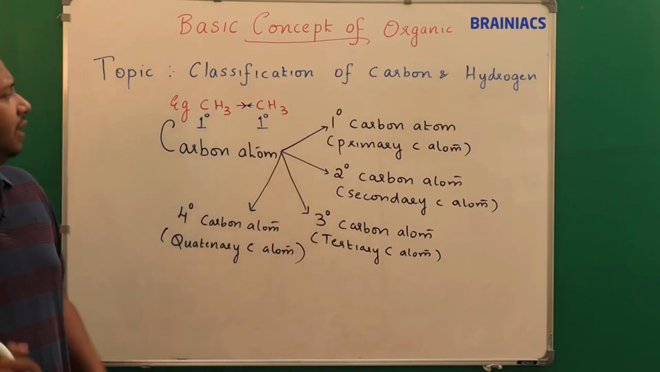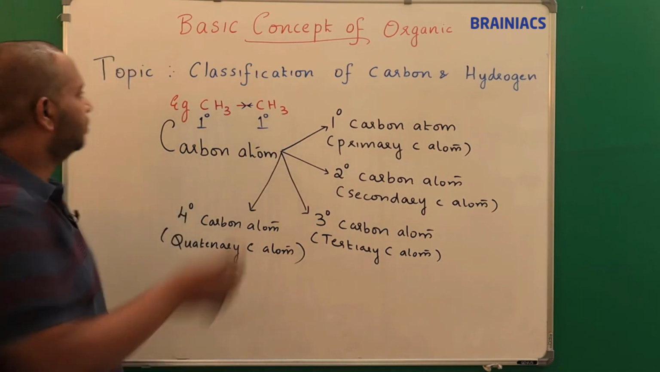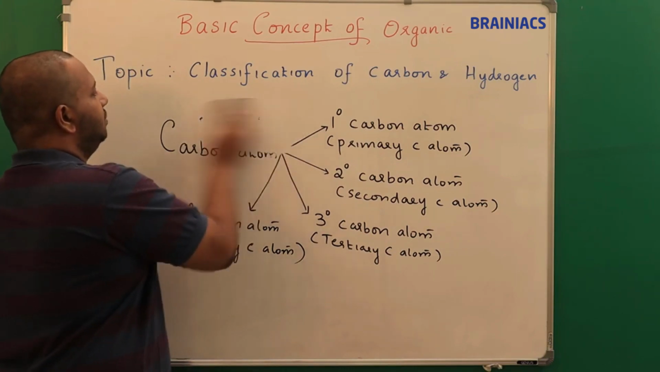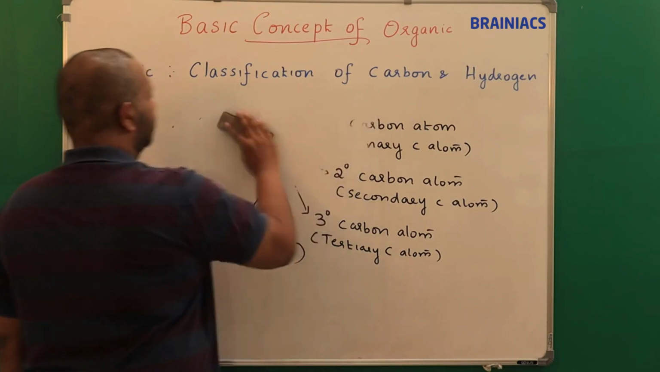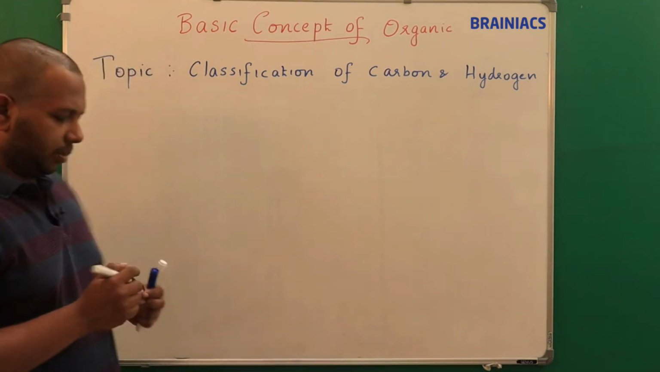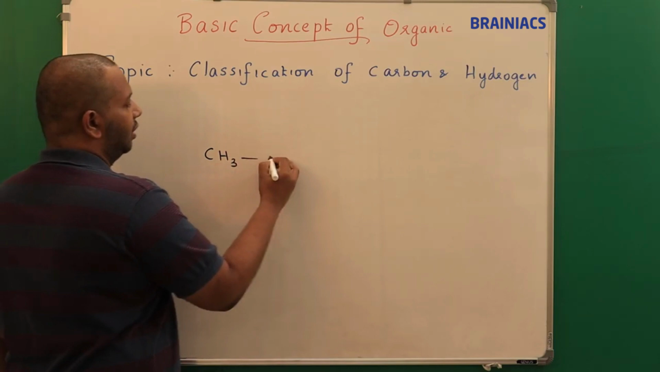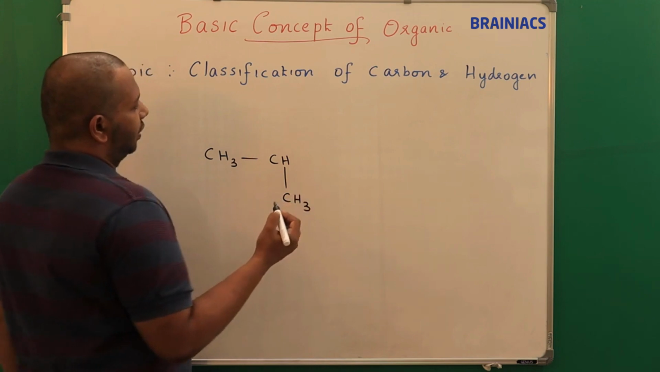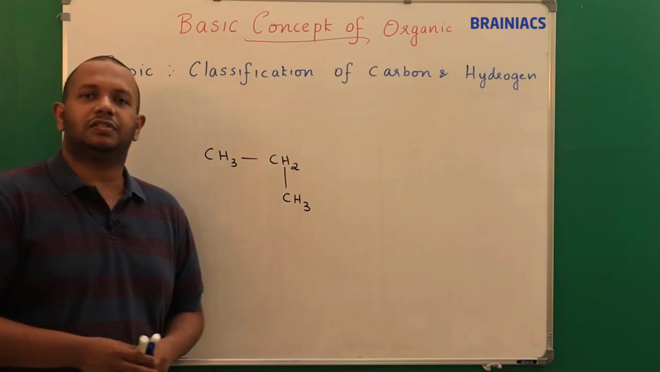Understood? Now let's see what is basically a secondary carbon atom. Let me rub this, so that it becomes easy for me to explain. I can give you an example something like this: CH3, CH2, CH3. Suppose this is the example given.